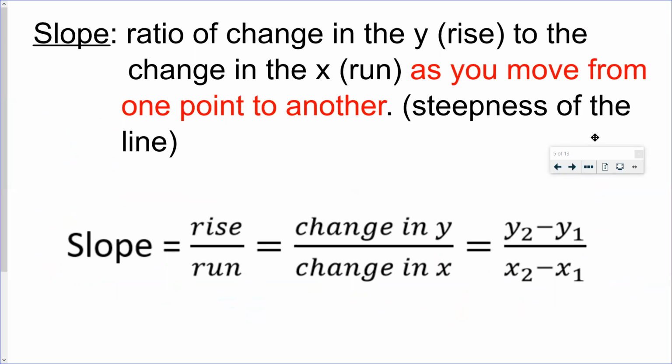This is a definition you're going to need to write down. Slope is a ratio of change in the y, which is your rise, to the change in the x, which is the run. So this is as you move from one point to another. Slope is also identified as the steepness of a line.